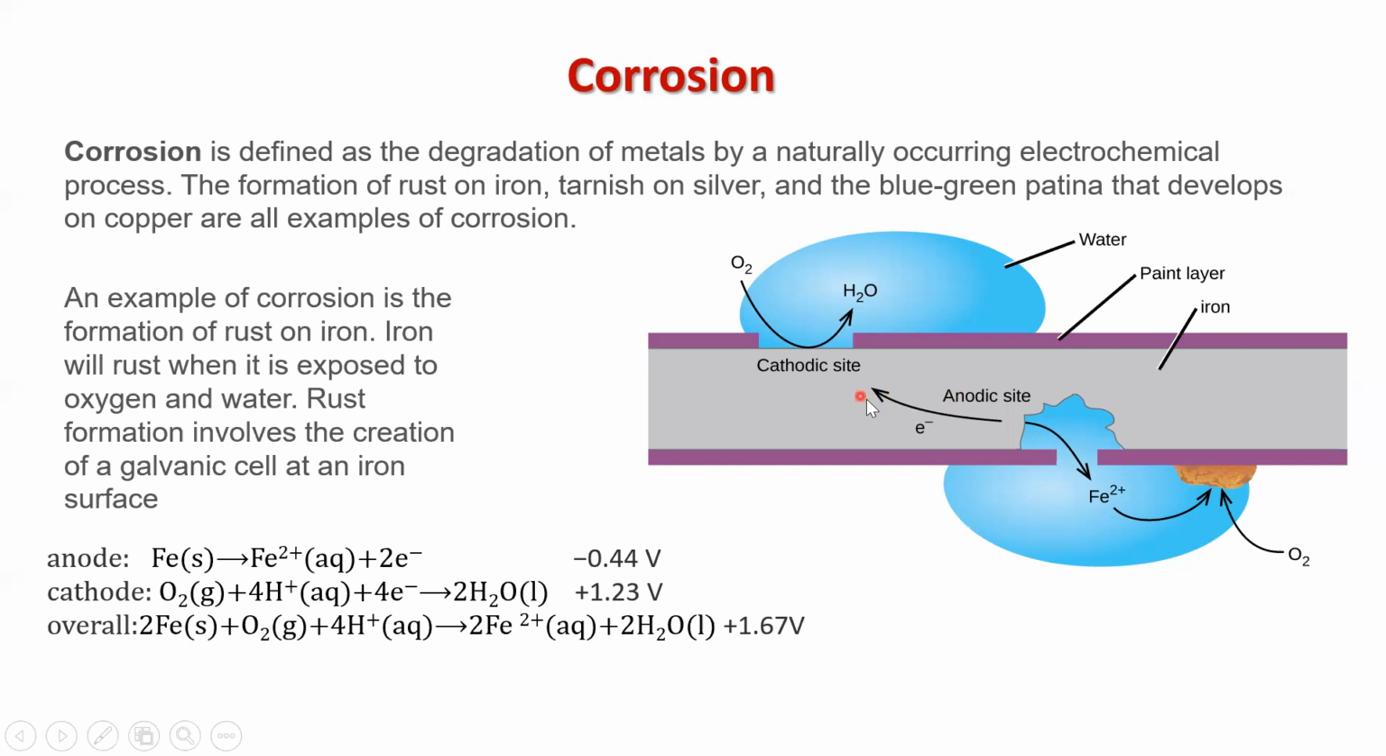The iron is going to go through an oxidation reaction. The iron ions will then react with the water and produce rust, iron oxide. And that's a positive voltage, which tells us that this process is a spontaneous process. Iron corrodes spontaneously. It's an example of a redox reaction.